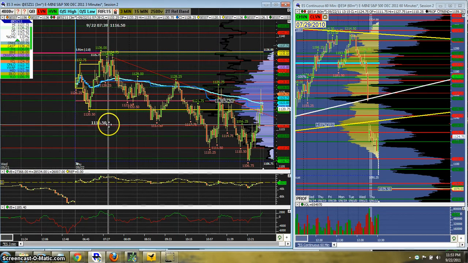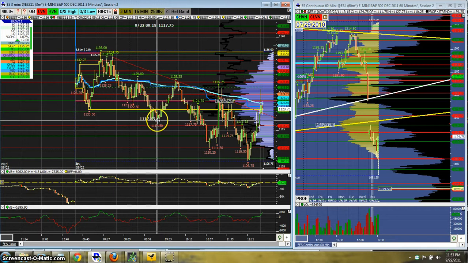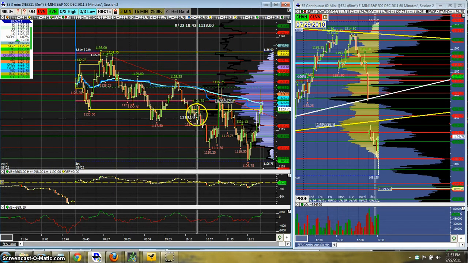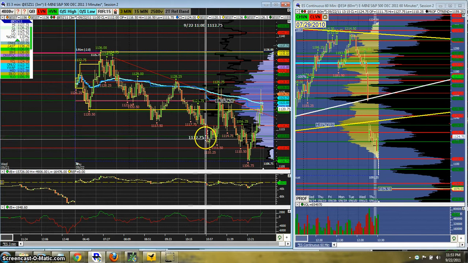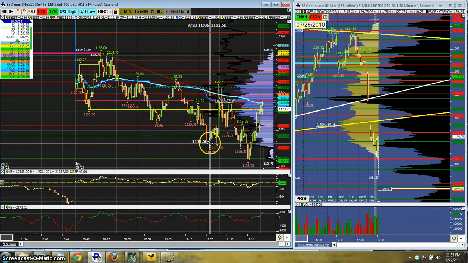What I used as a gauge was this LVN here, because it held us as support, and then we bounced back up to VWAP, and then it came back down, and we chopped around here, and then you see this large red candle. That was like, okay, enough of this, we're going down to see what business we can do further down, okay?